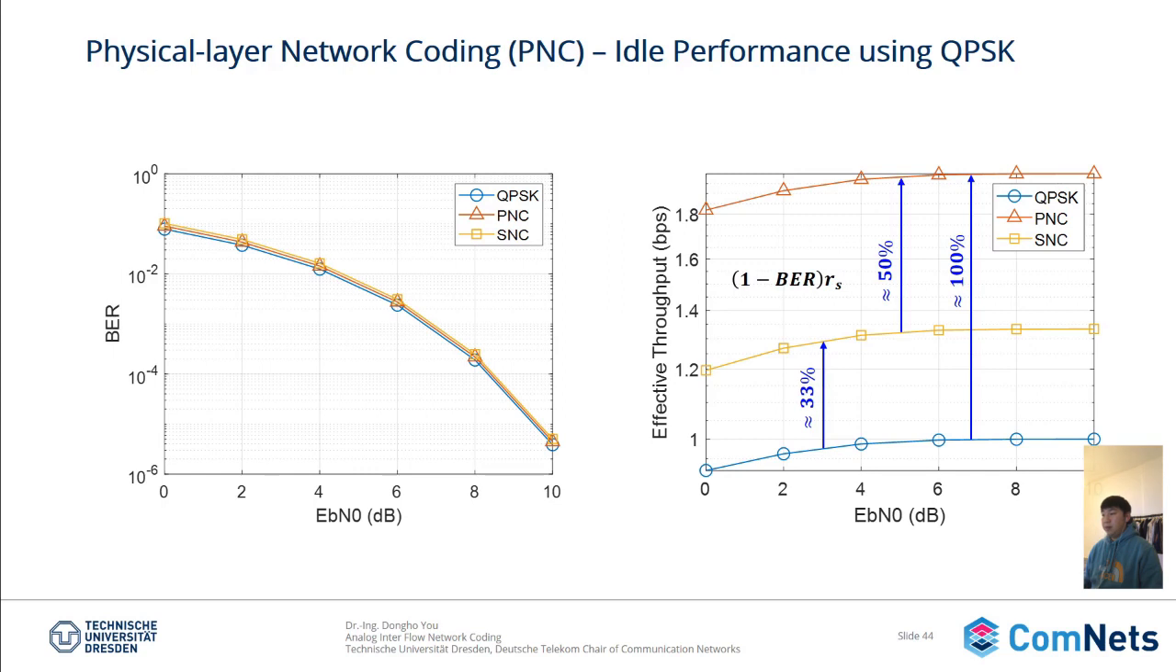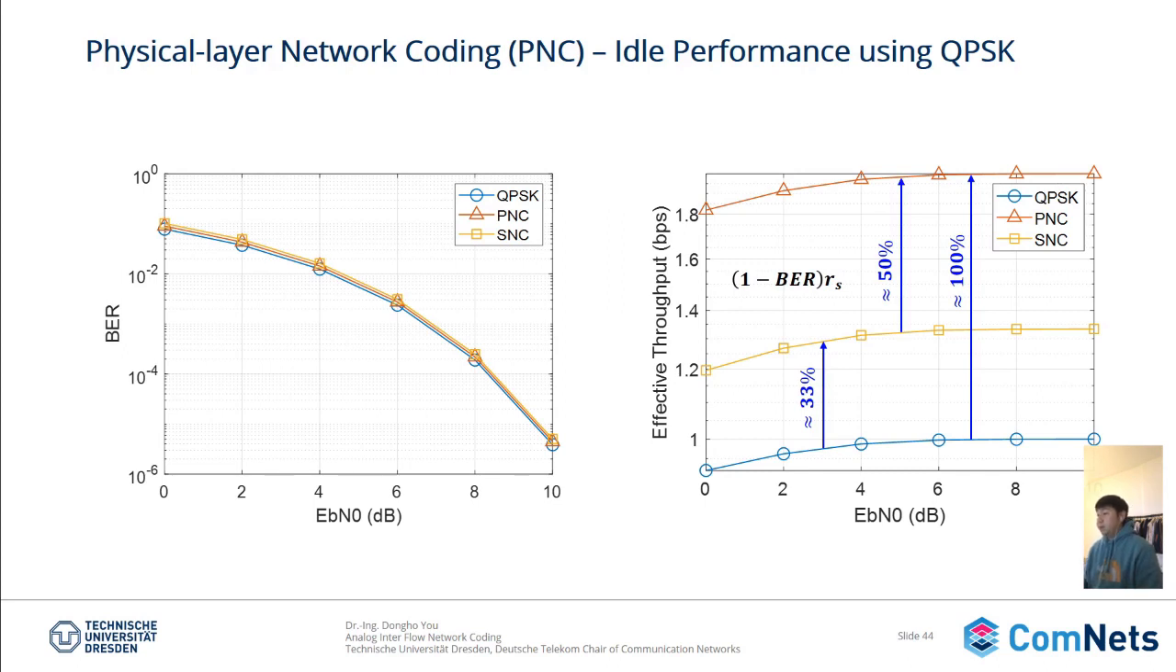As you can see, the BER performance is almost the same, right? However, the throughput performance is totally different. It is calculated by (1 minus BER) multiplied by RS. Here, RS denotes the maximum data rate. For instance, when node 1 and node 3 exchange 2 bits respectively, the transmitted bits are 4, right? So this transmission is over in 2 time slots, so it's 4 divided by 2. So its RS is 2.